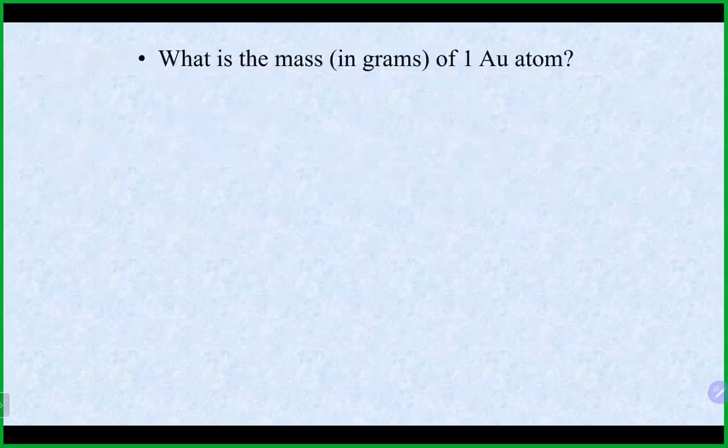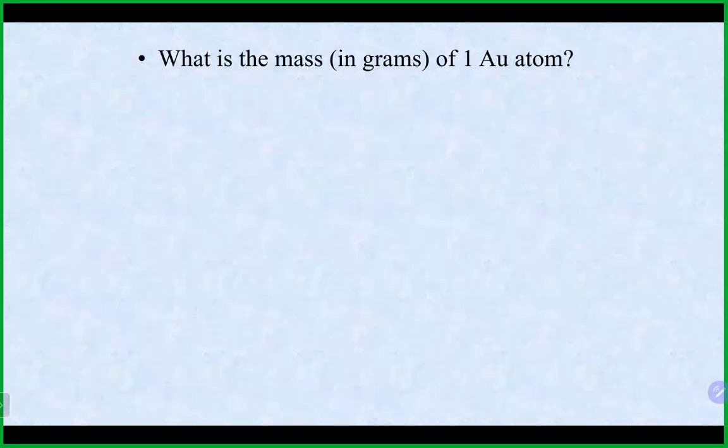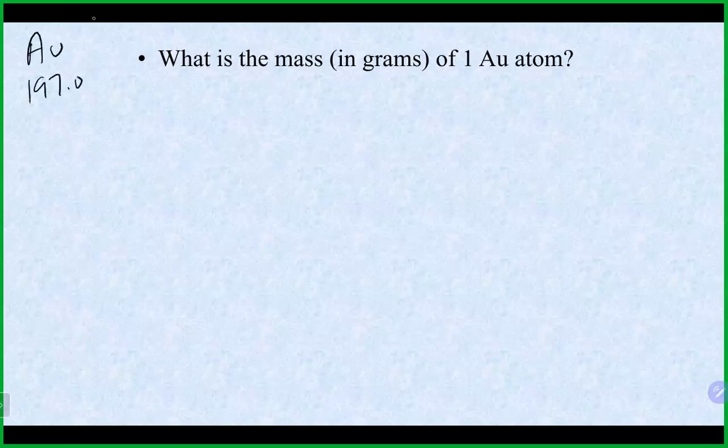Let's see here. How about this one? What is the mass in grams of one gold atom? In case you can't see the periodic table in this room, gold there on the periodic table is 197. All right, so take a few minutes there, set it up. We're looking for the mass in grams of one single gold atom in this case.